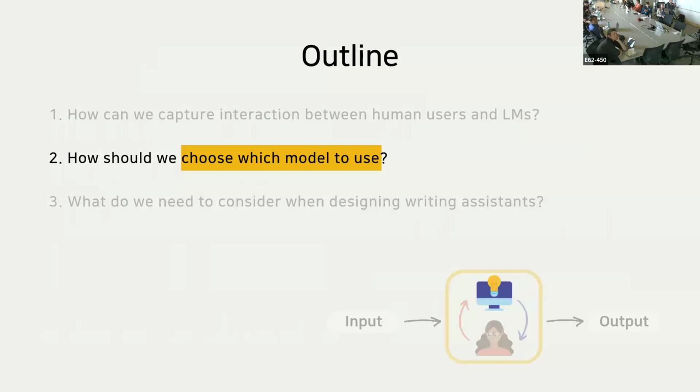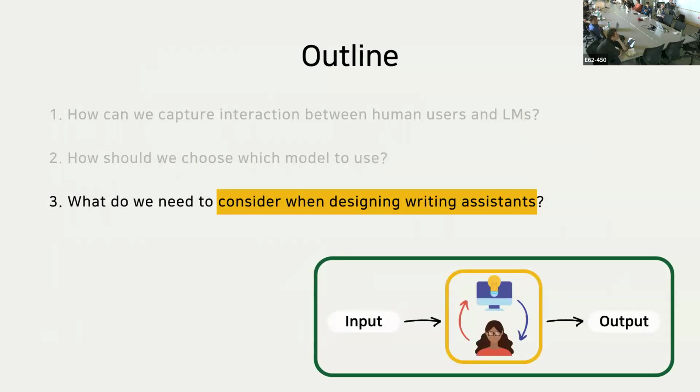Okay, so I was told to finish 5 minutes before 1, so we have 9 minutes.